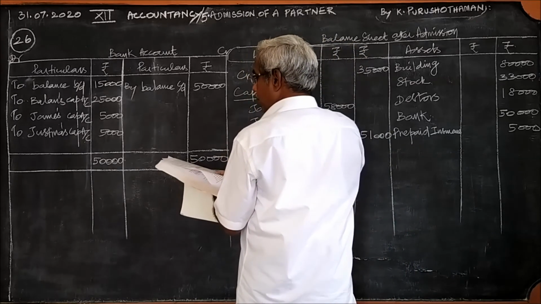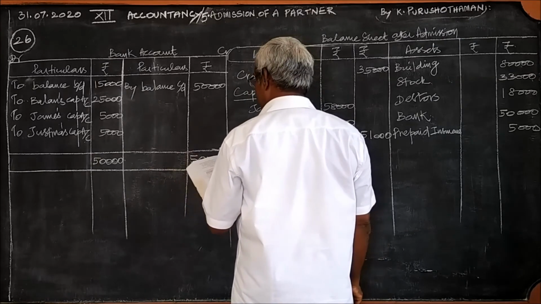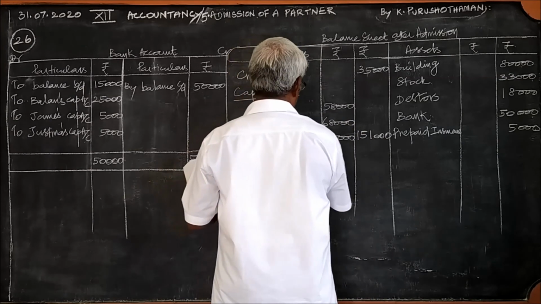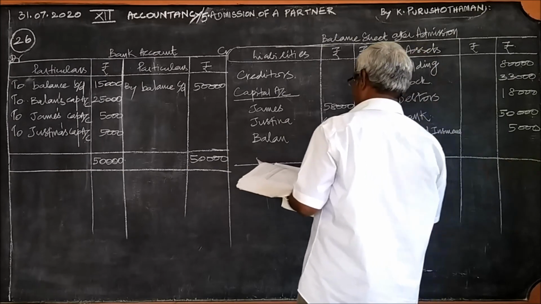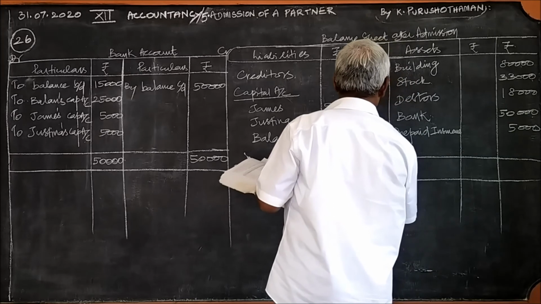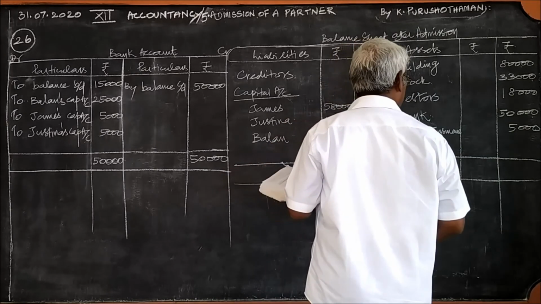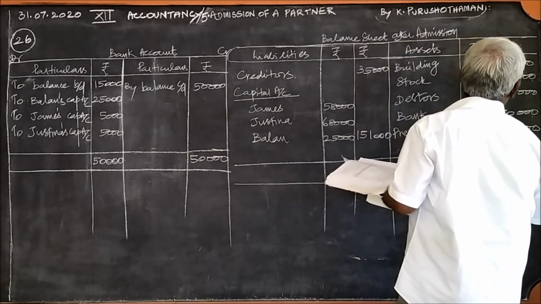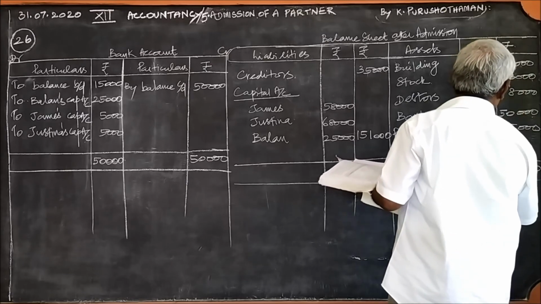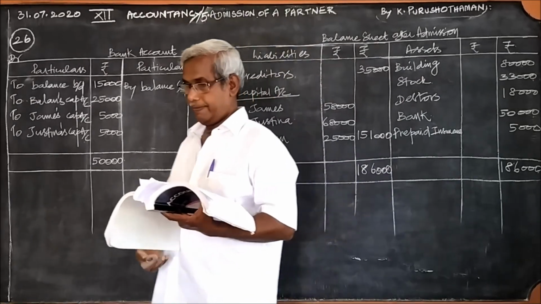So these are the items now. With this we have attended all. Now we can close the balance sheet. The total is 1,86,000. So here also 1,86,000.